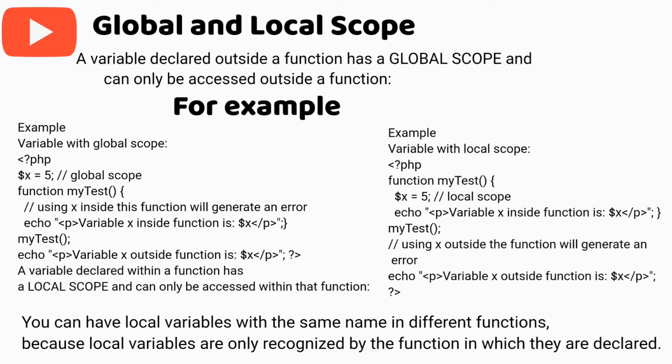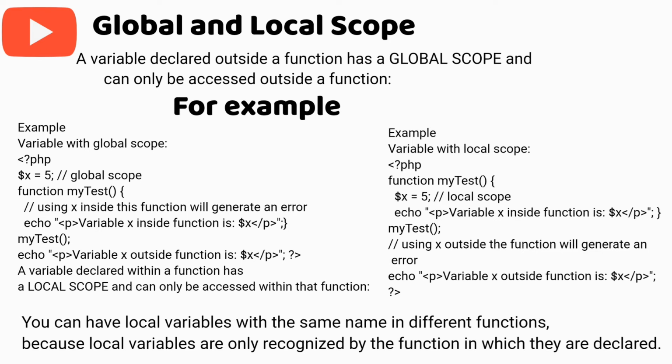Global and local scope. A variable declared outside a function has a global scope and can only be accessed outside a function. For example, the first one is an example of a variable with global scope. $x = 5; // global scope. function myTest() { // using $x inside this function will generate an error. echo "Variable x inside function is: $x"; } myTest(); echo "Variable x outside function is: $x"; Try it yourself on your PC.